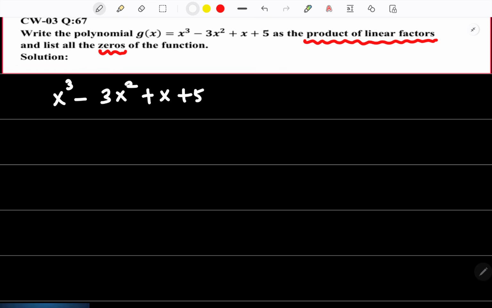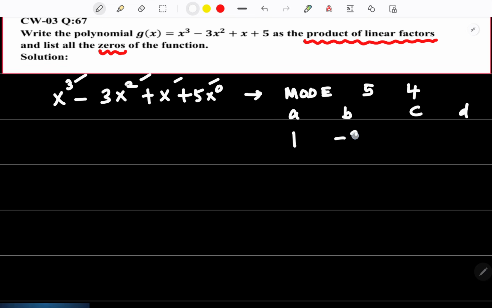X cube, so easy, no need for trial. Just go to mode 5 and then 4. If you go to mode 5 and 4, you will get A, B, C, D. What is A? The coefficient of x cube. Check first 3, 2, 1, 0. If anything is missing, just put 0. So this is coefficient 1, minus 3, 1, 5.